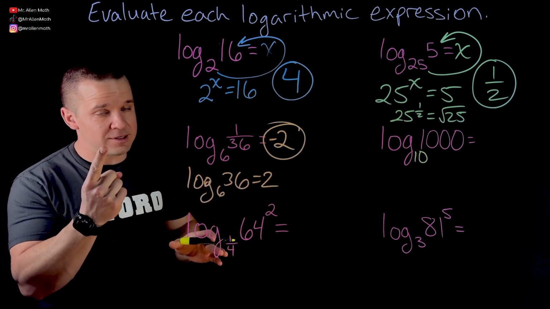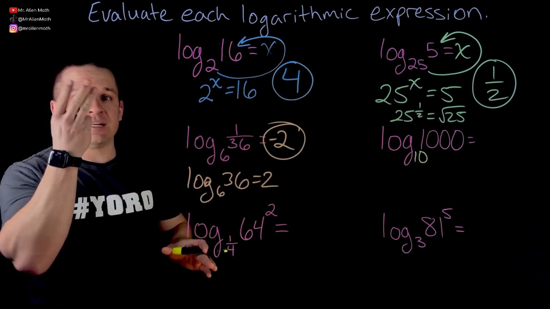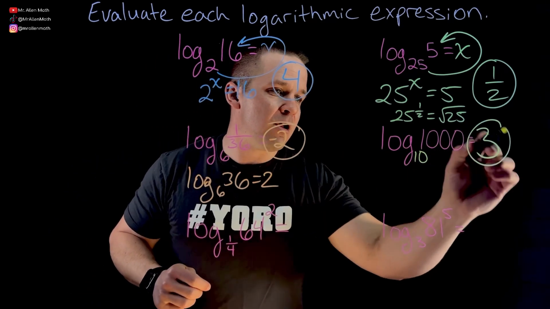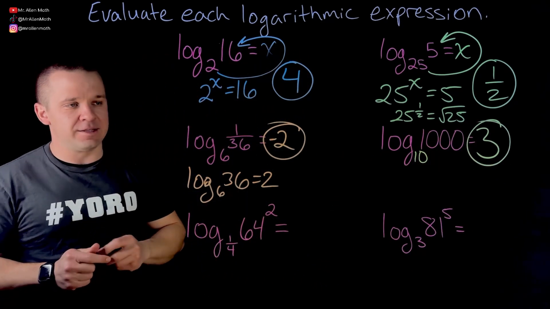That's okay. 10 to the 1st is 10. 10 to the 2nd is 100. 10 to the 3rd is 1,000. You can count those zeros there. So I'm going to get 3 for this one right here. 3 is my final answer on that one.